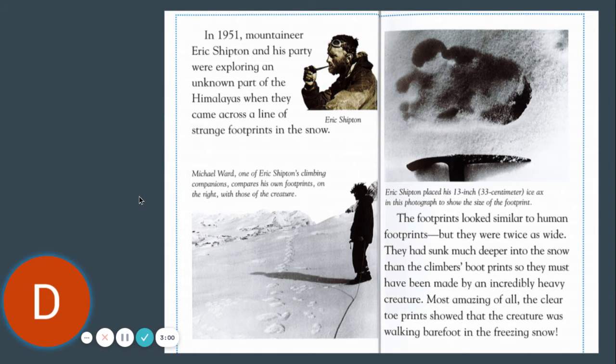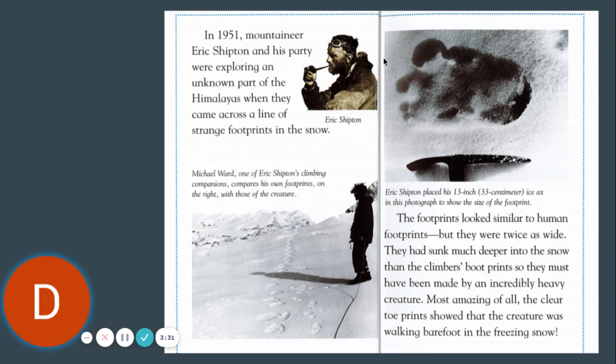In 1951, mountaineer Eric Shipton and his party were exploring an unknown part of the Himalayas when they came across a line of strange footprints in the snow. The footprints looked similar to human footprints, but they were twice as wide. They sunk deeper into the snow than the climber's boots, so they must have been made by an incredibly heavy creature. Most amazing of all, the clear toe prints showed that the creature was walking barefoot in the freezing snow.